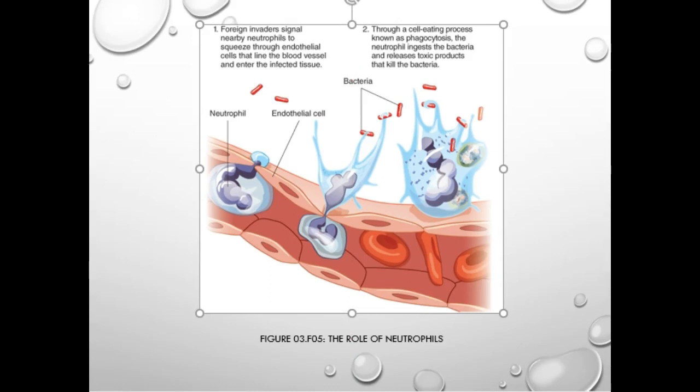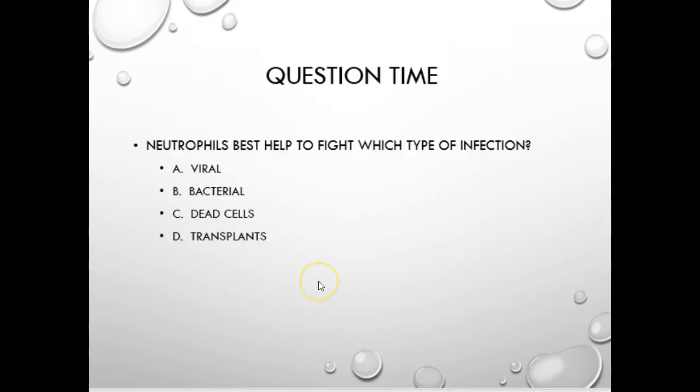You got it. It is question time. I can't help it. I gotta say it that way. Neutrophils best help to fight which type of infection? A, B, C, D.